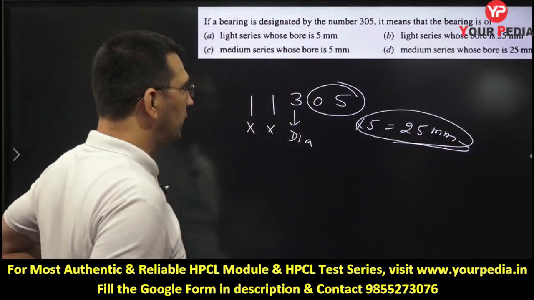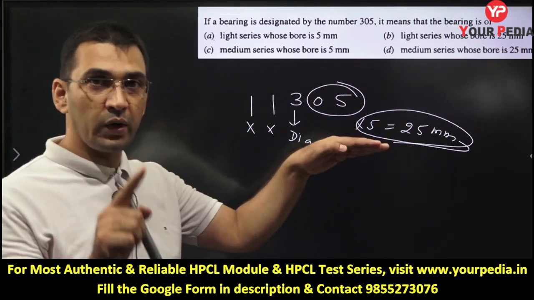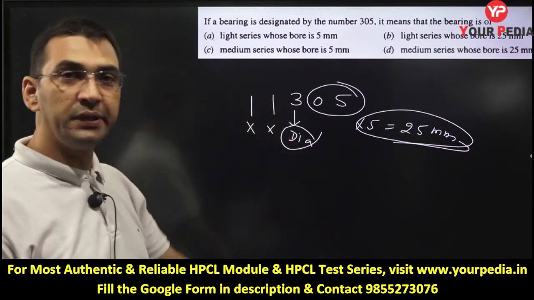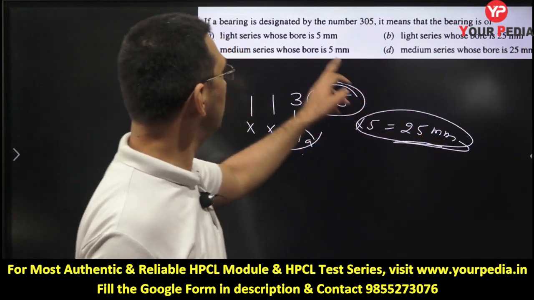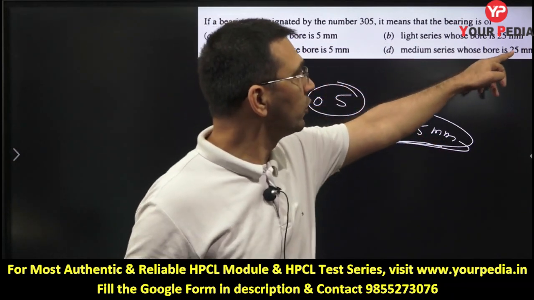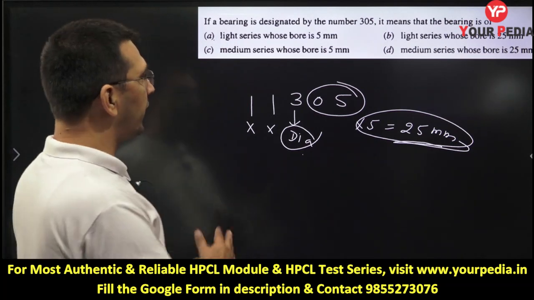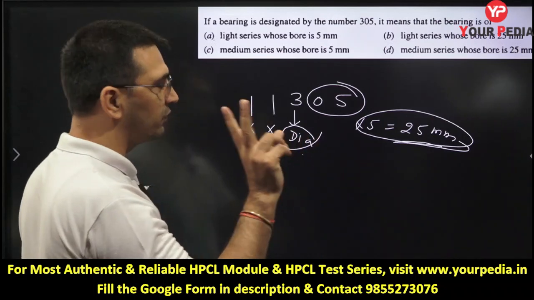And 3 is the diameter series. कौन सी है? Extra light. 1 से शुरू होते हैं हम. 1 extra light, light, medium. So this is the medium. So you see, medium series है, but bore diameter is 25 mm. See over here. Medium series whose bore is 25 mm. Right? So keep it in mind how we have to start and how we have to interpret. So most of the time, what I think is that you are going to have the 4 digits.